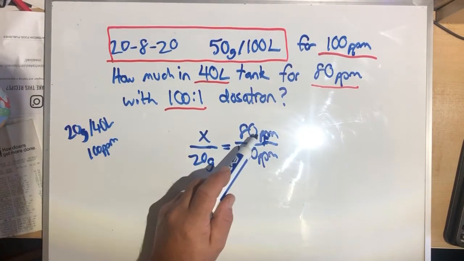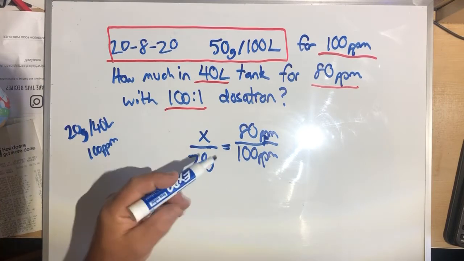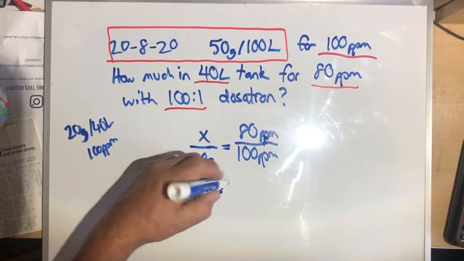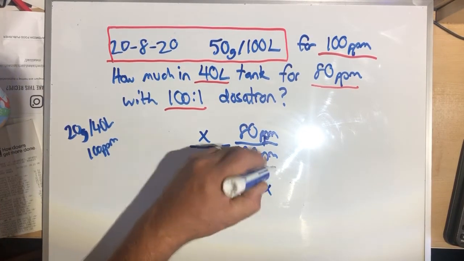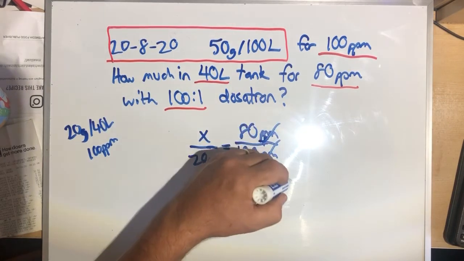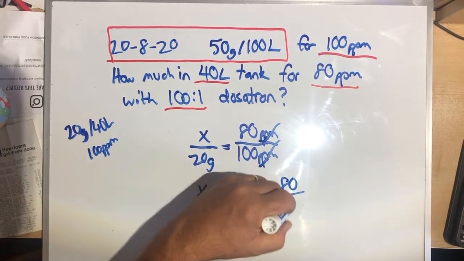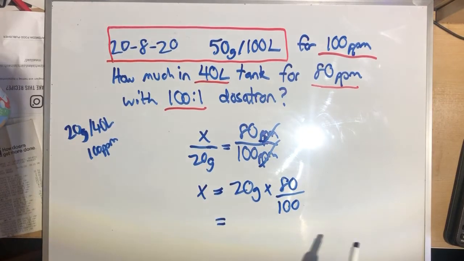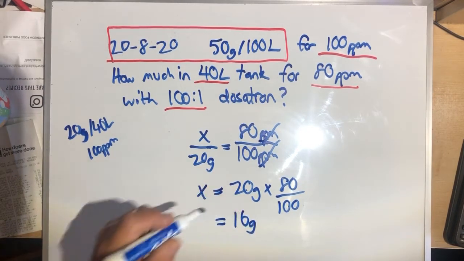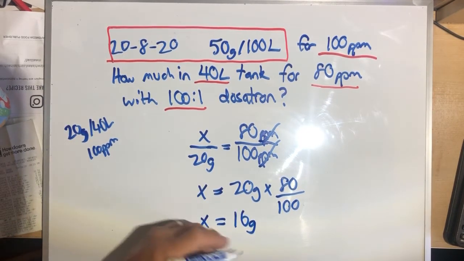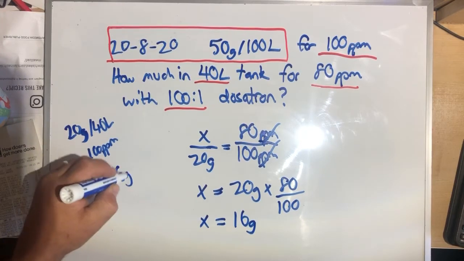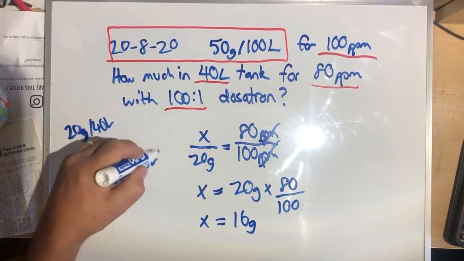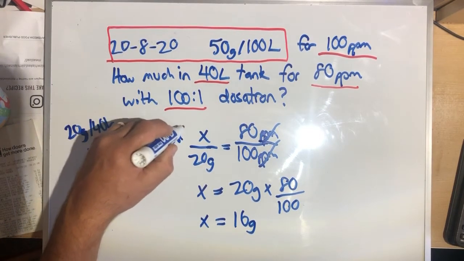So X for 80 ppm, 20 grams for 100. Let's solve for X. X equals 20 grams times 80 divided by 100, where these units cancel. So what is that? 20 times 80 divided by 100 is 16 grams. So now we know we need 16 grams in 40 liters for 80 ppm.